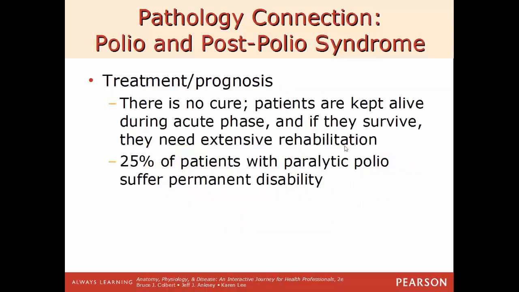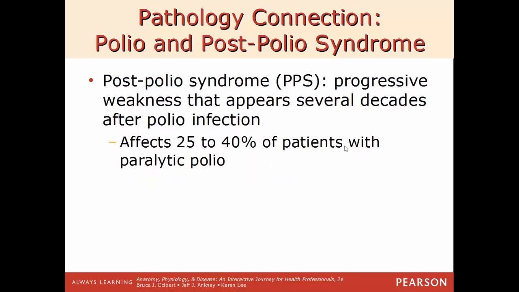Treatment and prognosis: there's no cure for polio. Treatment is keeping patients alive during the acute phase. If they do survive, they are going to need extensive rehab. And 25% of the patients who develop paralytic polio will suffer permanent disability. Post-polio syndrome, or PPS, is a progressive weakness that appears several decades after the initial polio infection. This will affect 25 to 40% of the patients with paralytic polio.